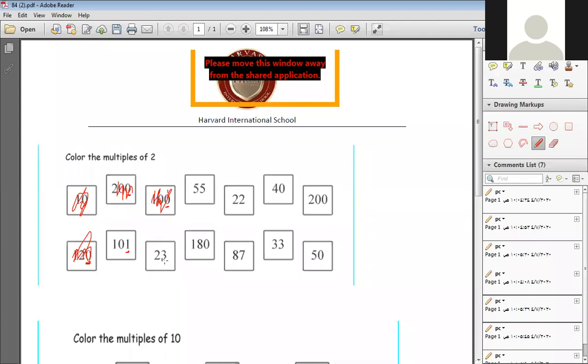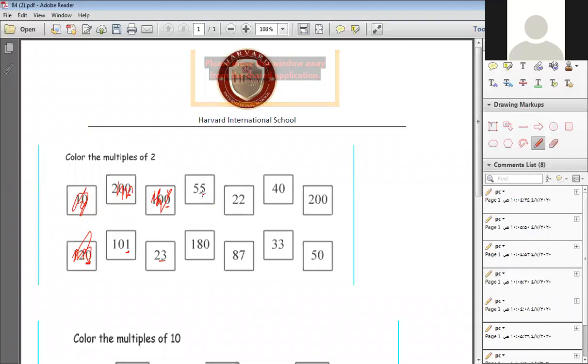What about 23? What about the 3? 3 is odd, right? So it will not be a multiple of 2. 55 ends with 5, so 5 is odd, right?